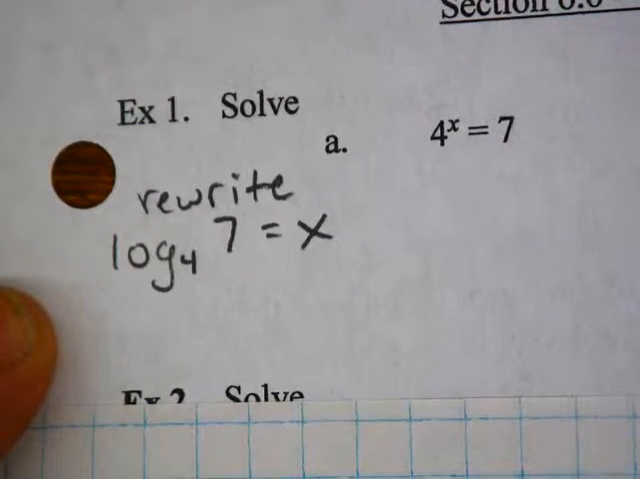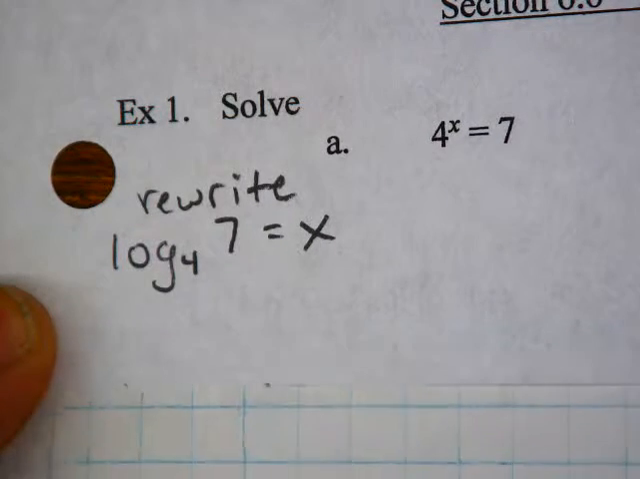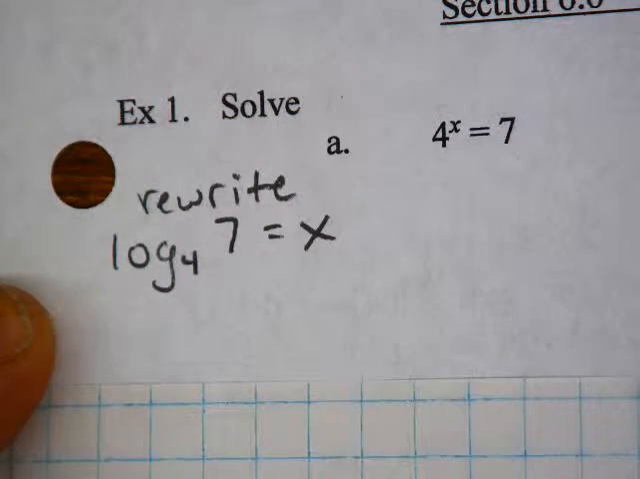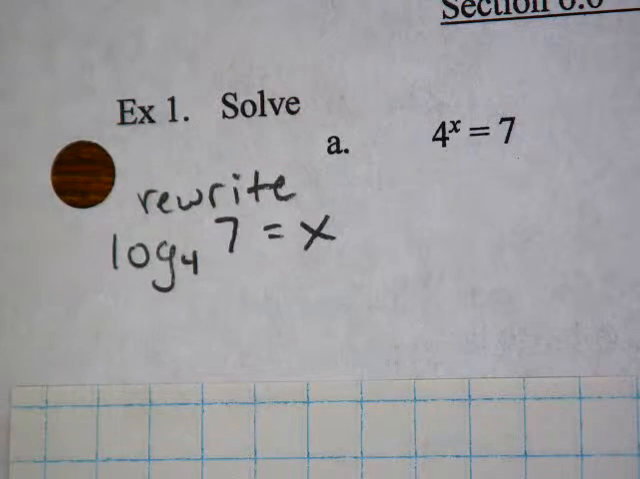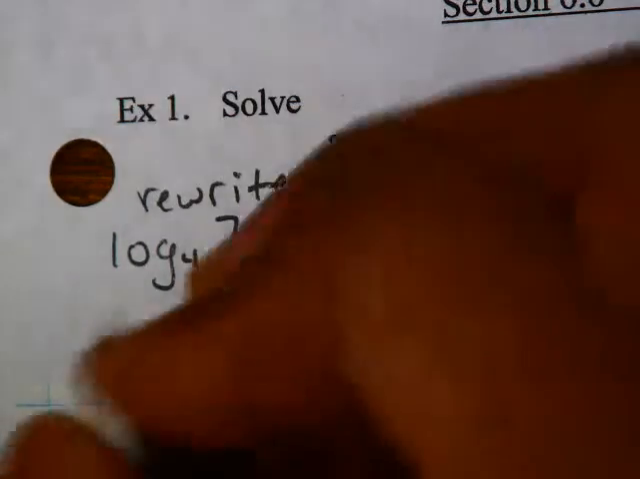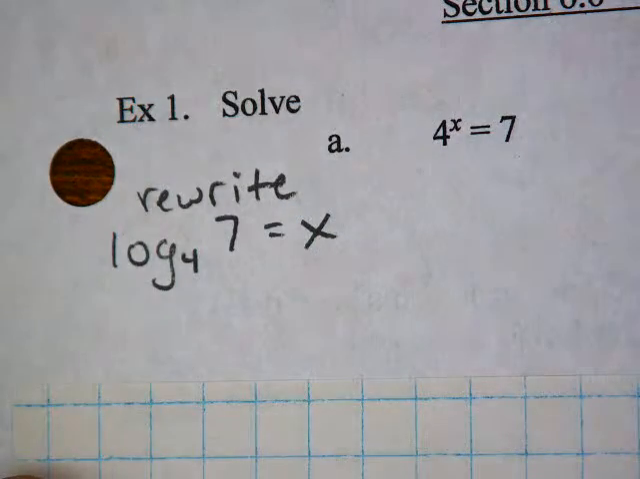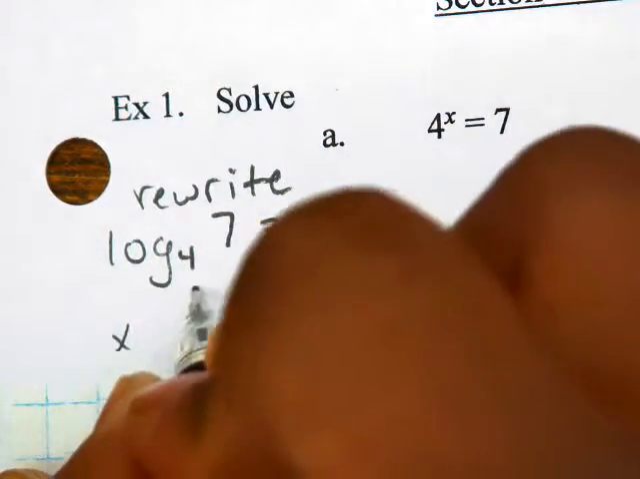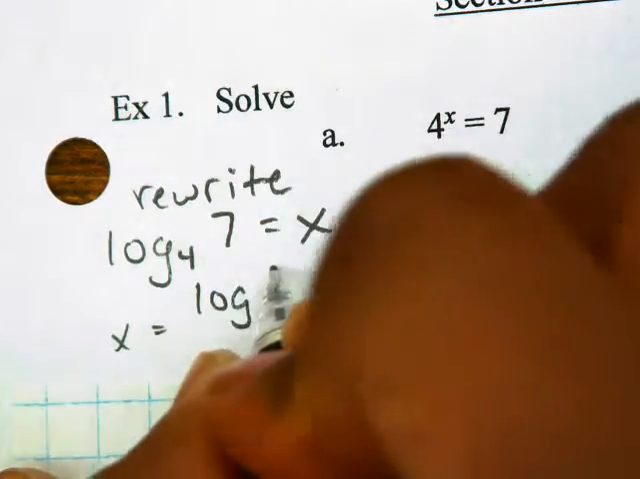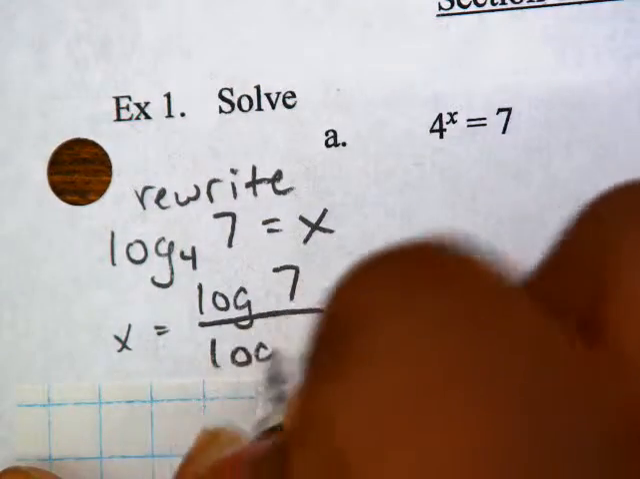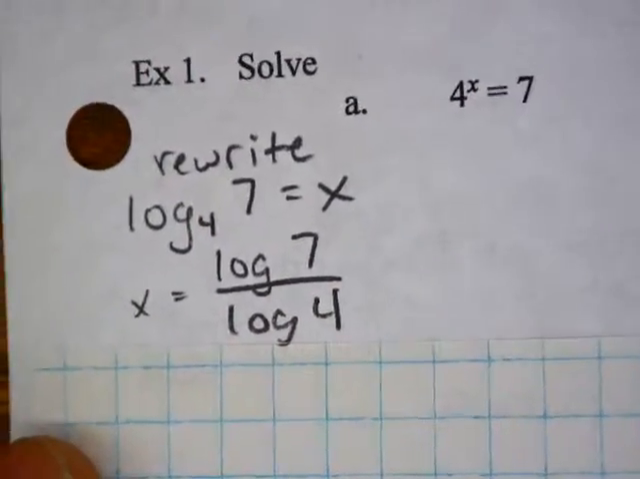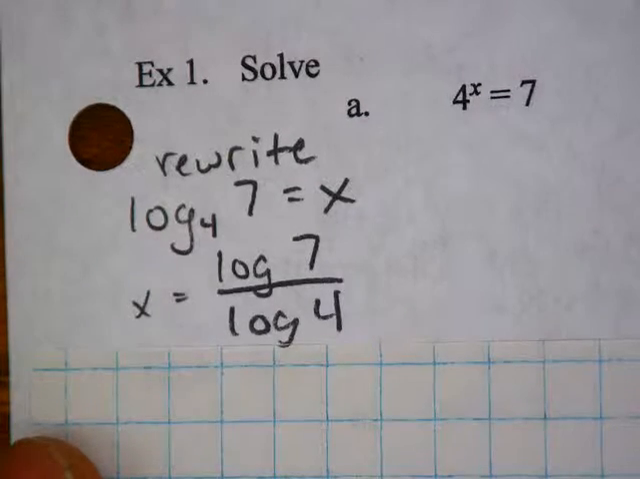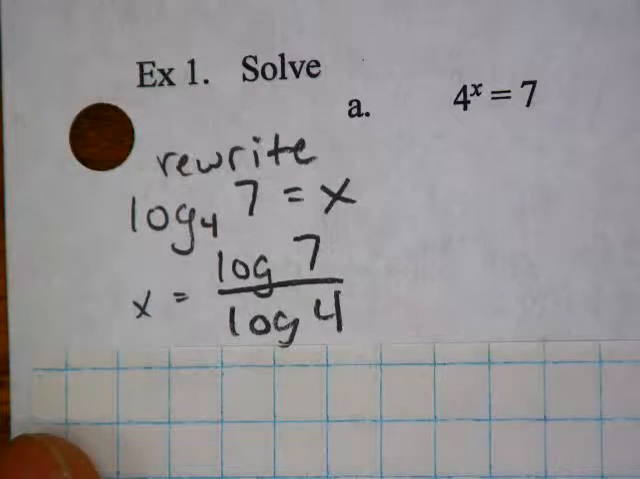Do you guys remember how to actually type that in your calculator? Which one's on top, the 7 or the 4? 7. Yeah, it is. Log base 10 of 7 divided by log base 10 of 4, or if your calculator can type the base in, just type base 4 and you're done. Do that real quick.